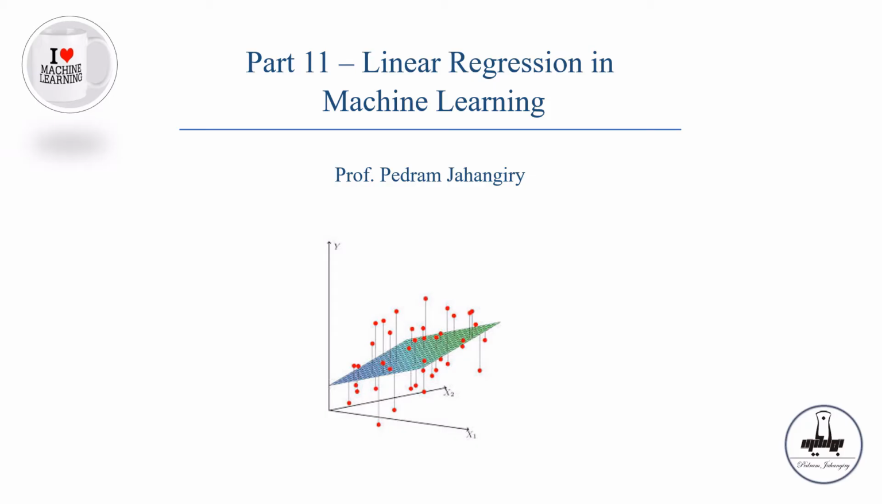Alright, now that we know what the different types of machine learning algorithms are and how machines actually learn, it is time to explore different machine learning models. The first one that we cover here is the linear regression model. So part 11, linear regression in machine learning.